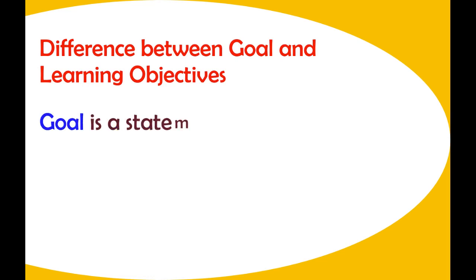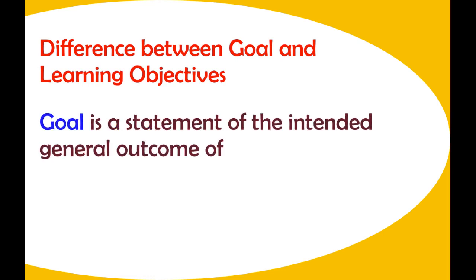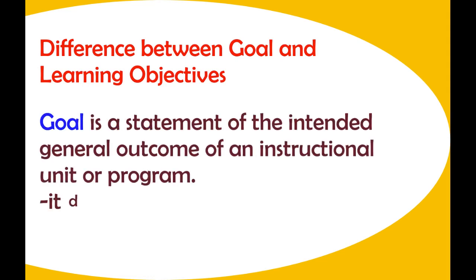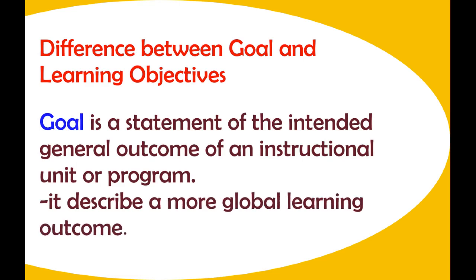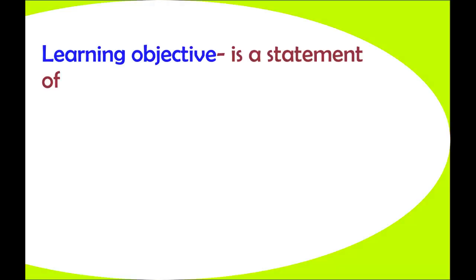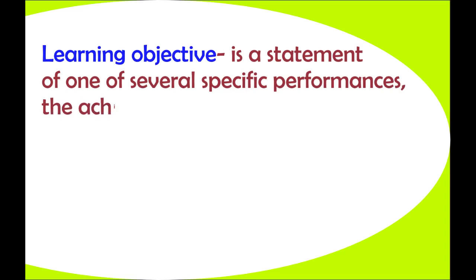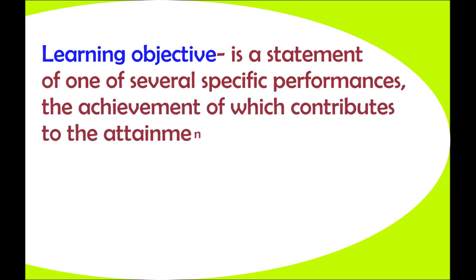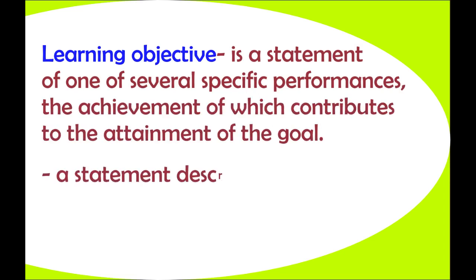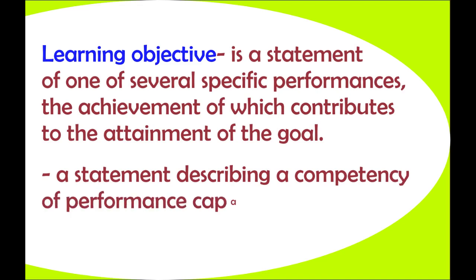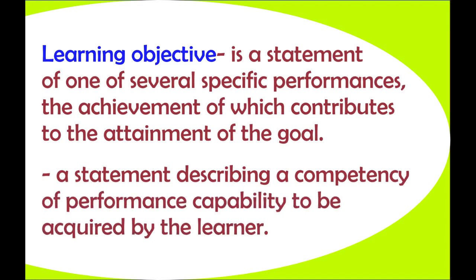Goal is a statement of the intended general outcome of an instructional unit or program. It describes a more global learning outcome. Learning objective is a statement of one of several specific performances, the achievement of which contributes to the attainment of the goal. It is a statement describing a competency or performance capability to be acquired by the learner.